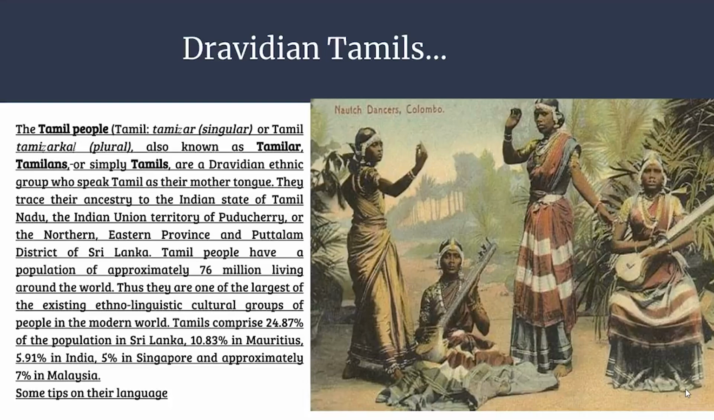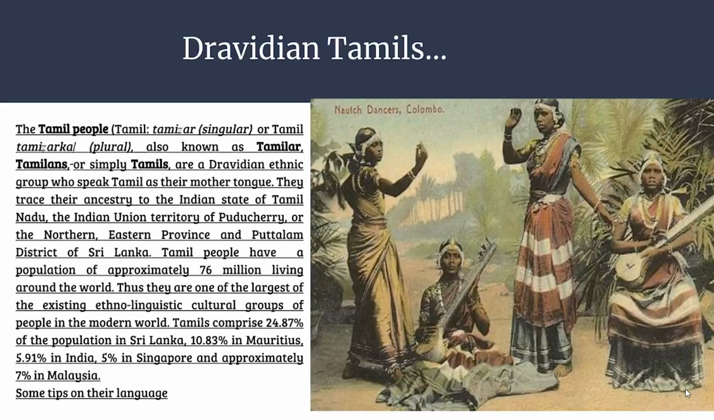We can't ignore this. They are our brothers. The Tamils comprise over 24.8% of the population in Sri Lanka. The Sinhalese are also derived from some of the people genetically connected to these Dravidians. Also 10.8% in Mauritius, 5.9% in India, 5% in Singapore, and approximately 7% in Malaysia. Some tips on their language.